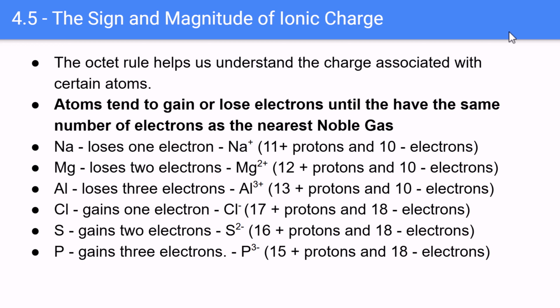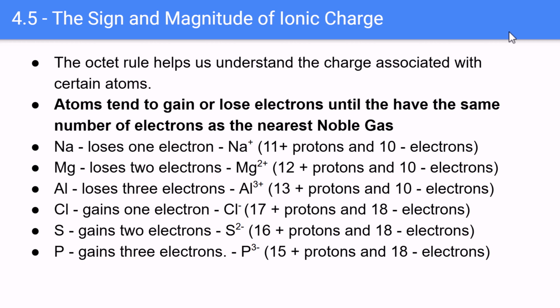So for example, if I look at sodium on the periodic table, sodium's nearest noble gas, based off of its atomic number, is neon, right? Because neon has 10 protons and sodium has 11 protons. So in order to have the same number of electrons as the nearest noble gas, sodium is going to lose 1 electron, forming a positive charge, meaning that sodium has 11 protons and 10 electrons.